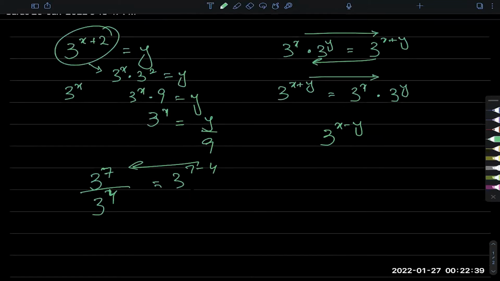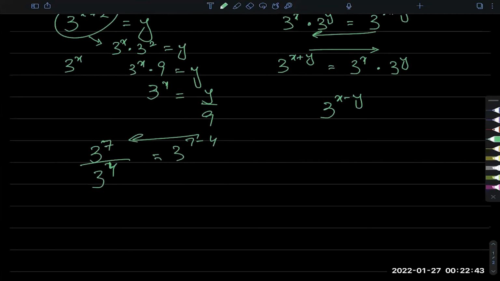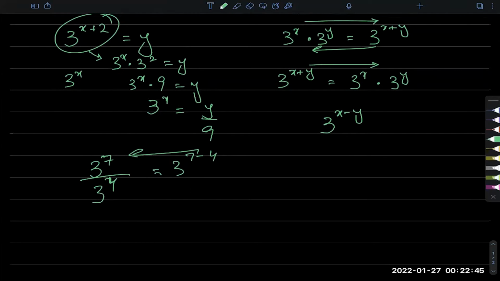Sir, the 3 raised to the power 7 divided by 3 raised to the power 4, doesn't the 3 get divided by 3 as well? No, because this whole number is divided by this whole number. The power is not separate from the number.